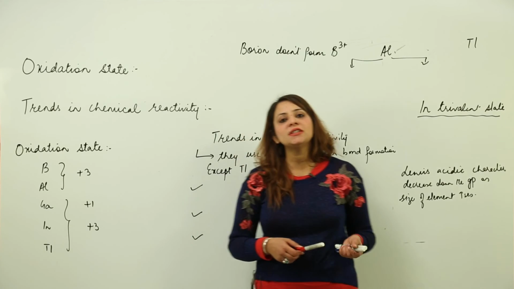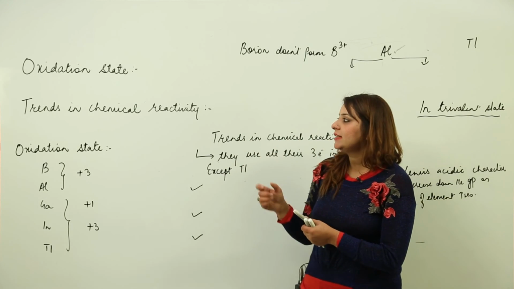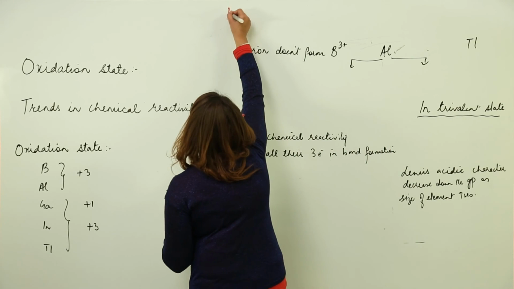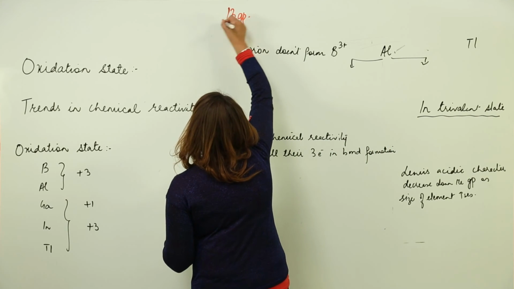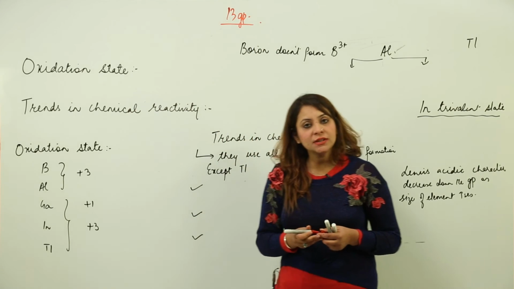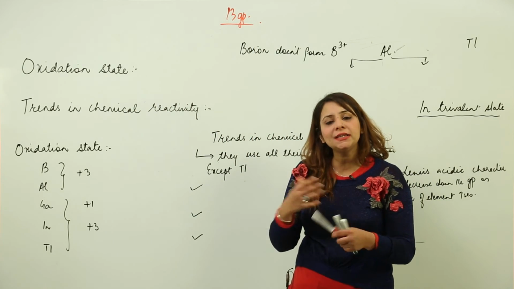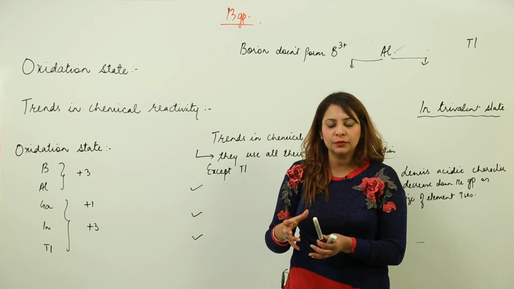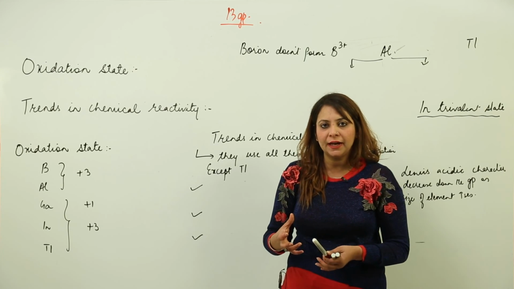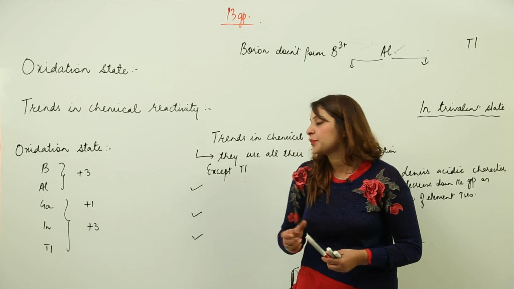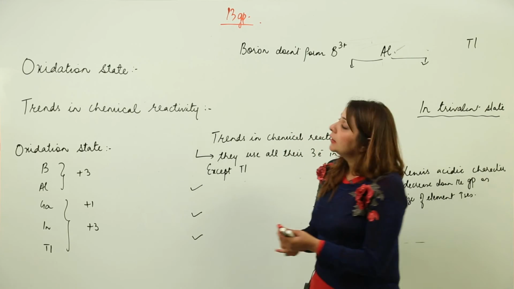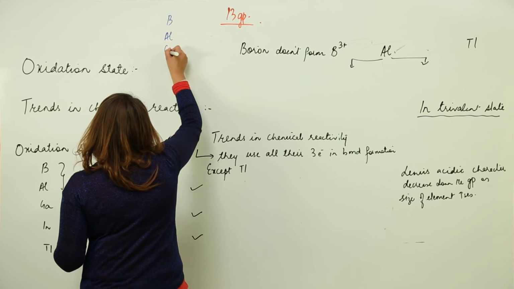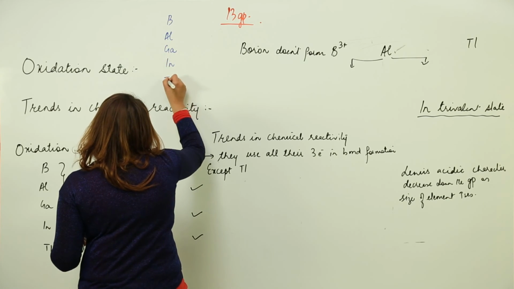Now we are going to start with the oxidation state and trends in chemical reactivity in the 13th group. That means we are going to see what kind of oxidation states they show and what kind of trends in chemical reactivity, or the basic feature which is responsible for the chemical reactivity, what is its actual trend. So as you all know, the 13th group is boron, aluminium, gallium, indium and thallium.